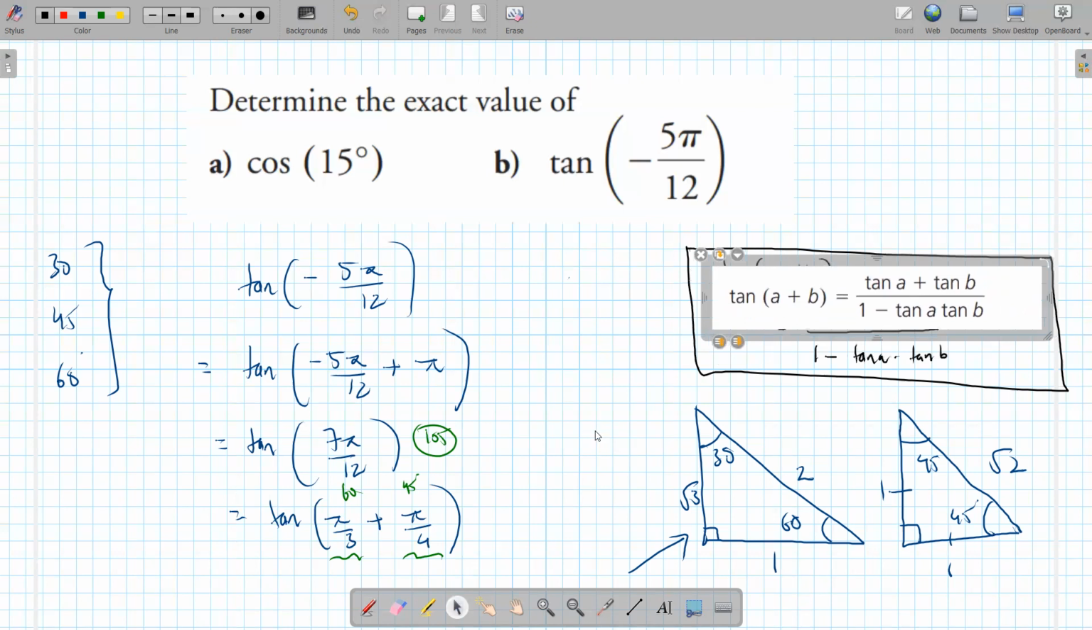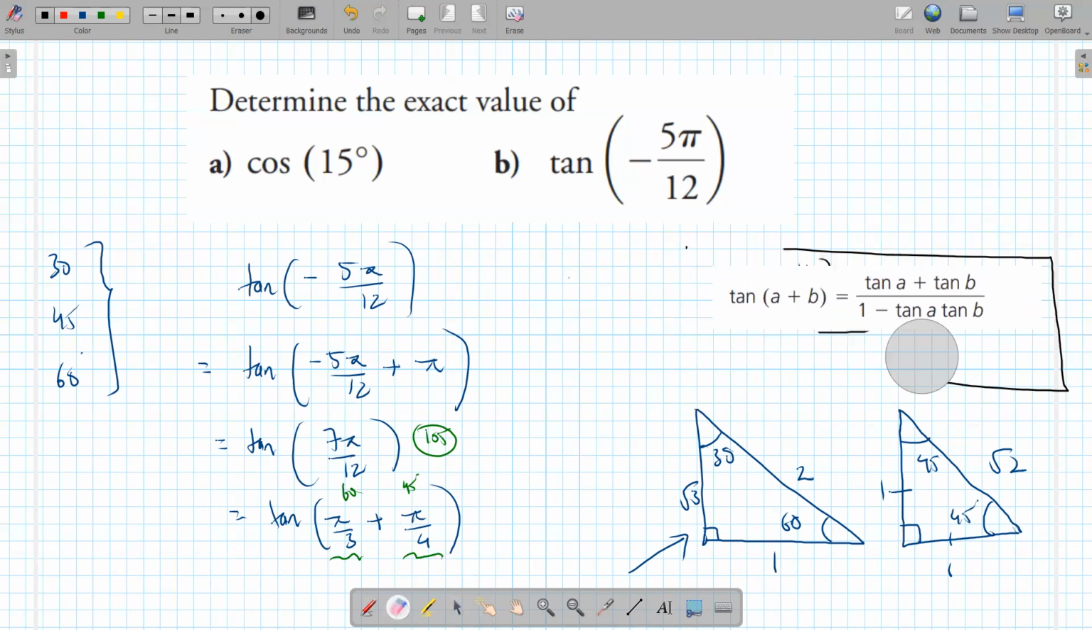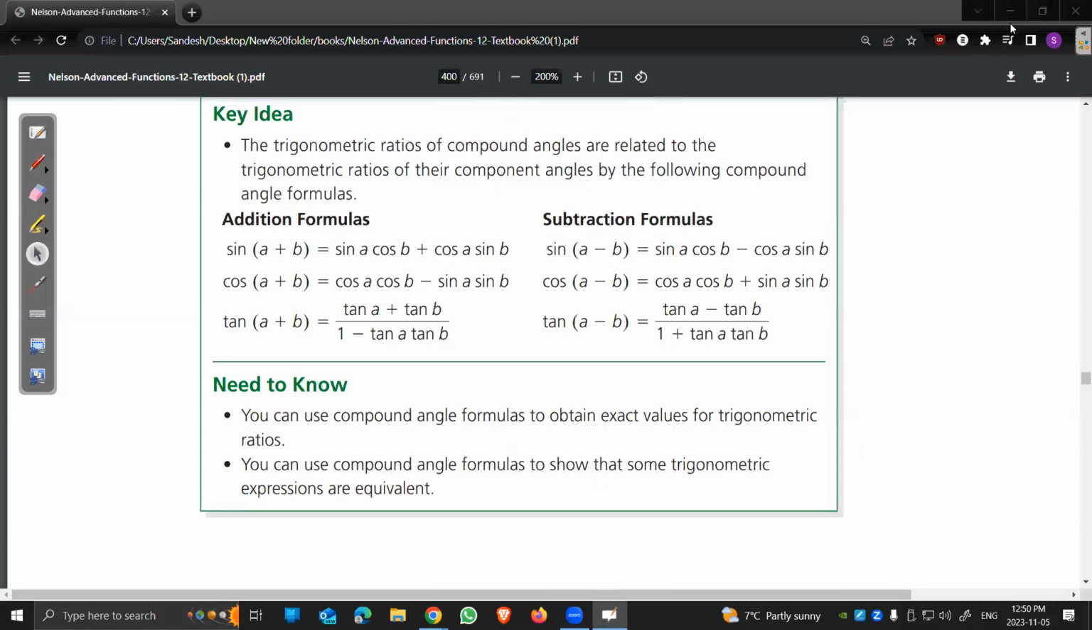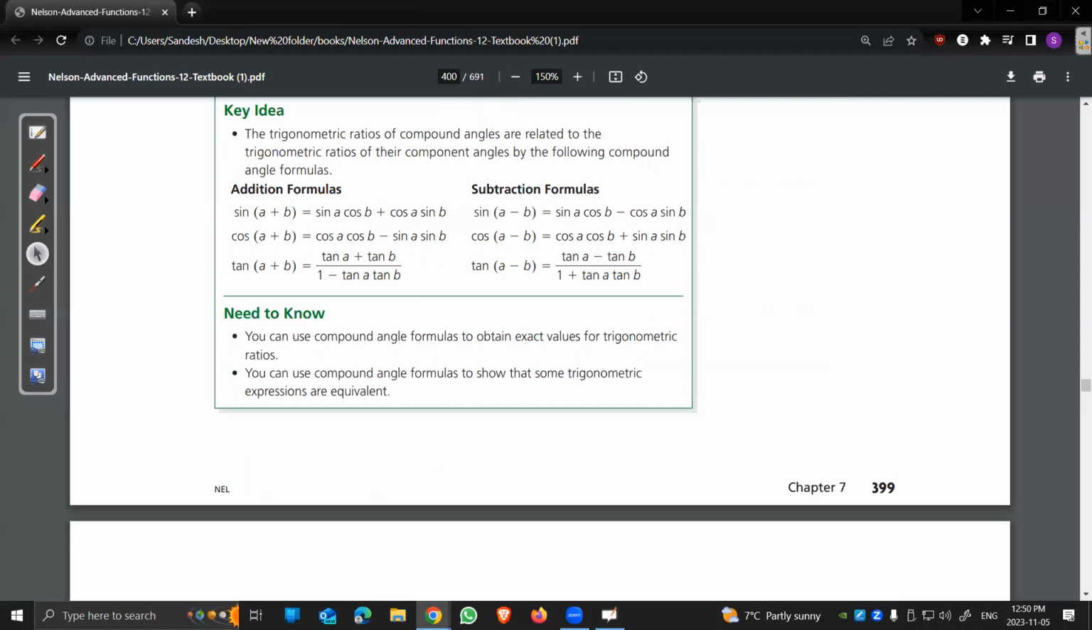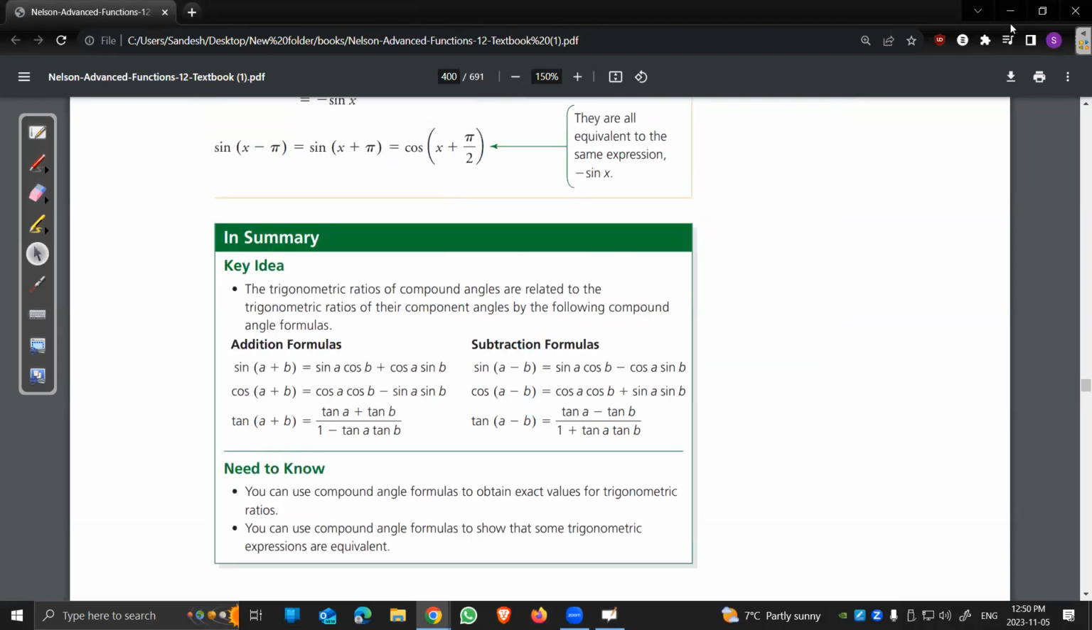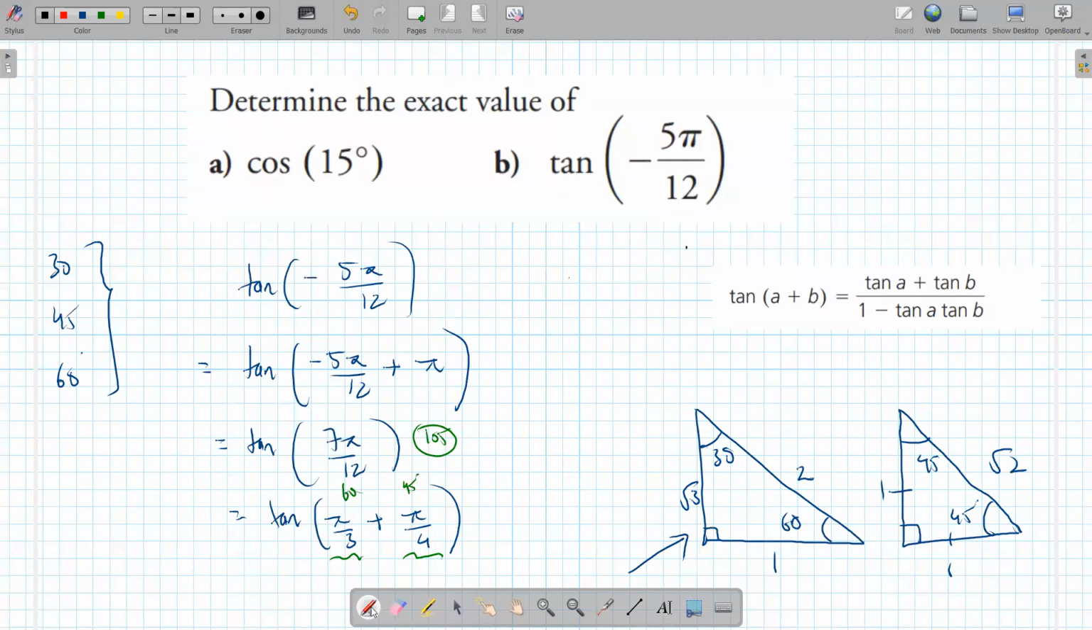So this will usually be given. We're going to use this. There's a bunch of these. Look at this. There's like, what, 6 of these? And then there's more when we get into double angles. These are called compound angles. Alrighty, so using that formula, how can we rewrite tan pi over 3 plus pi over 4?